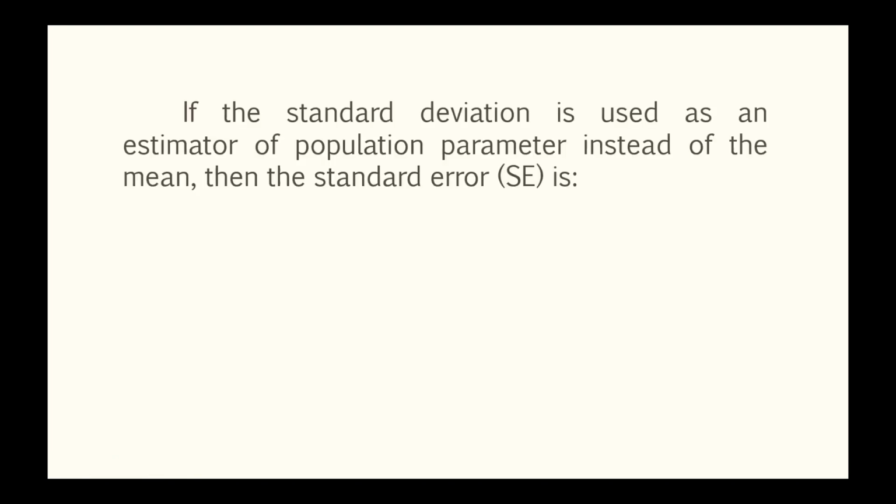According also to the central limit theorem, if the standard deviation is used as an estimator of the population parameter instead of the mean, then the standard error SE is the same as the formula in computing for the standard deviation in the previous slide. That is sigma over the square root of n.